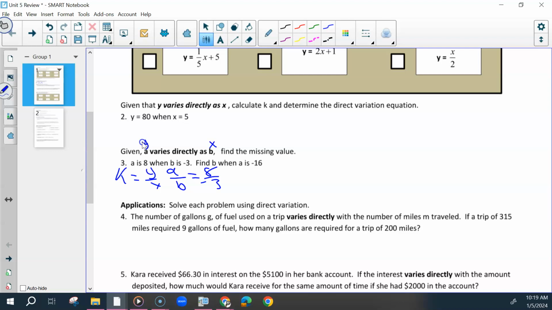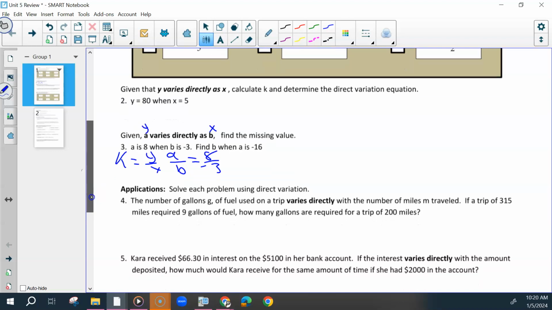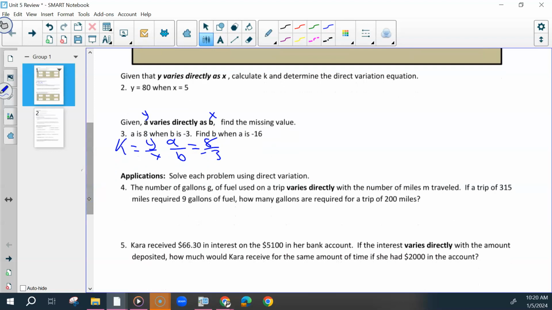So we have our k value. Now we need to find the missing value. Normally this would be y equals kx, so this format is now going to be a equals kb. We need to find b when a is negative 16, and we can put in all the numbers we know. So we know a is negative 16, k is negative 8/3, and we don't know b.